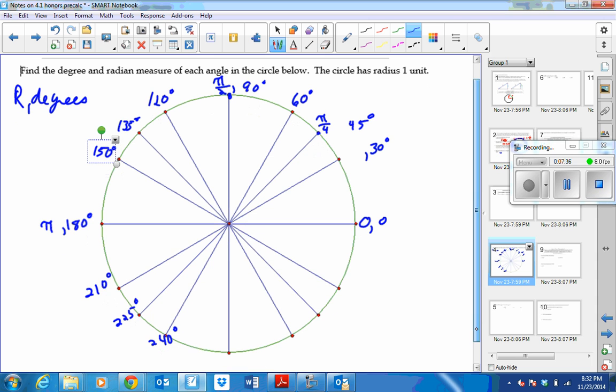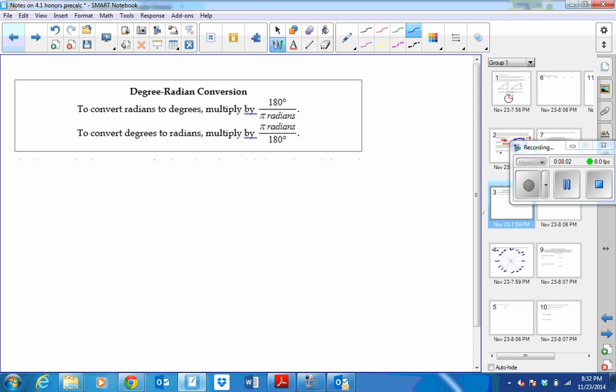This is 270 degrees. This is 300. This is 315 degrees. And this is 330 degrees. So those are our special degree measures as we go around our circle that would give us our special right triangles. So looking back, we're going to convert that to radians by multiplying by pi over 180.